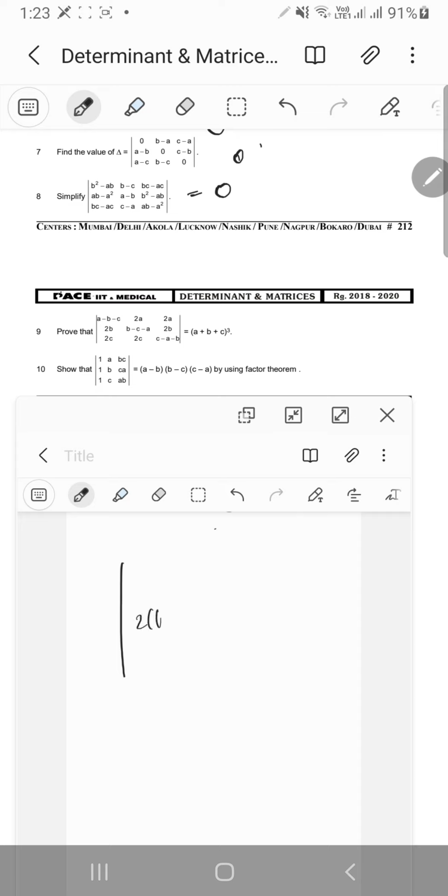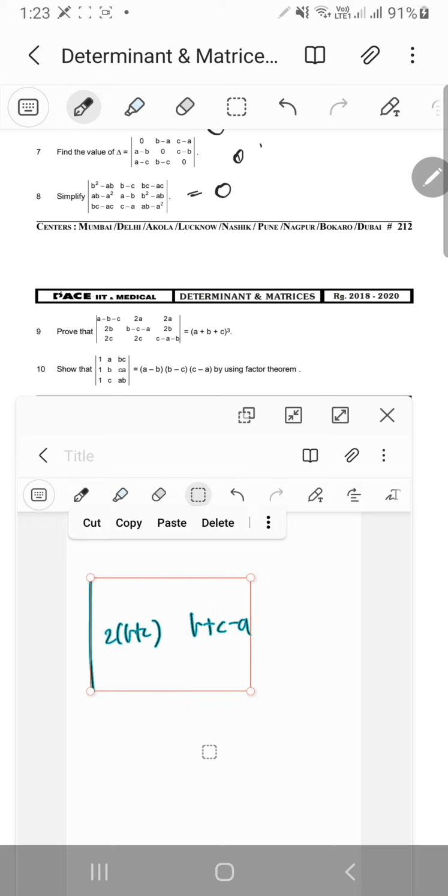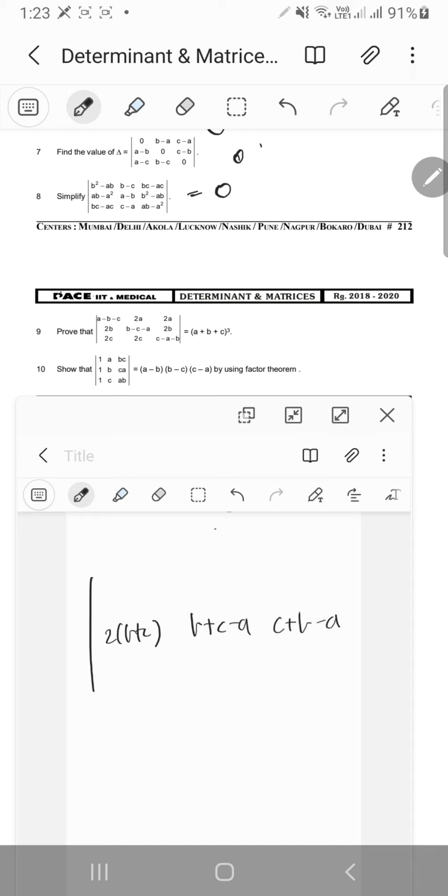That will be 2 times b plus c over there, and over there it will be b plus c minus a, right? And then over there, we need more space, so the second row will be c plus b minus a, and then 2c, c minus a minus b, cool. And then the first, it's just the same thing. Okay, this was not that bad.